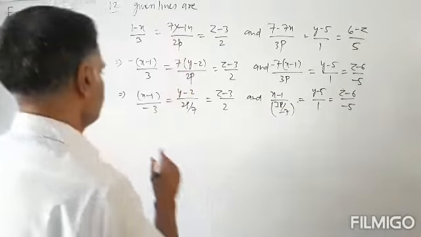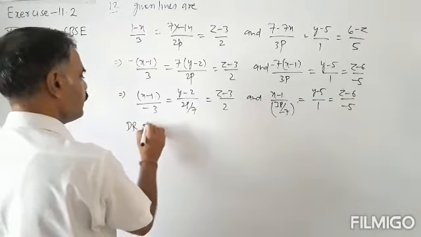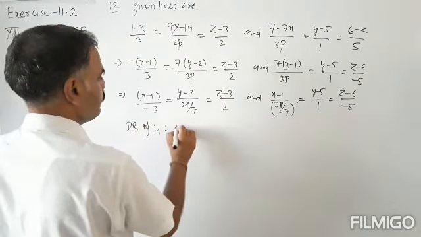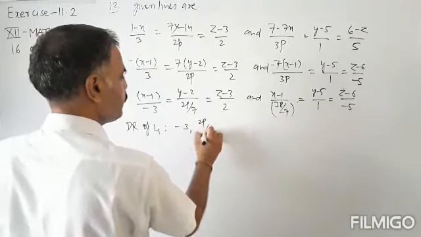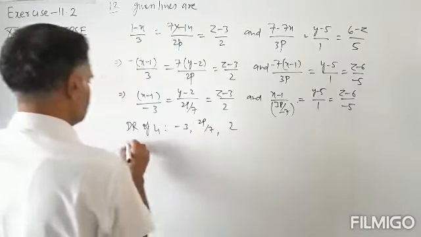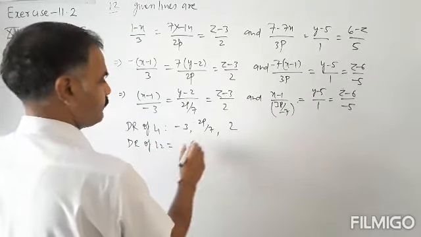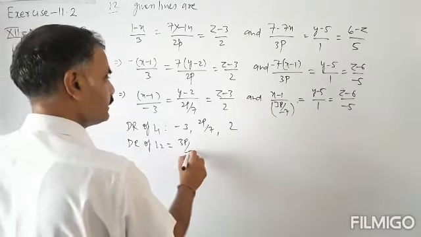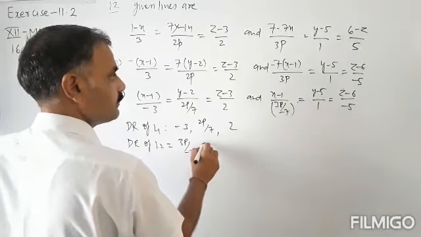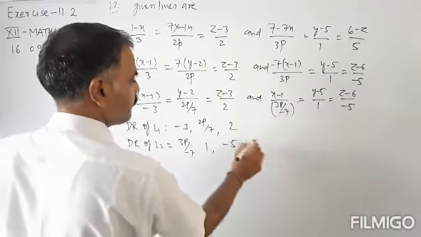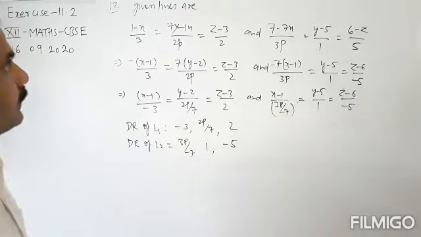Now the direction ratios of the first line are −3, 2p/7 and 2. The direction ratios of the second line are 3p/(−7), 1 and −5. So these are the direction ratios.